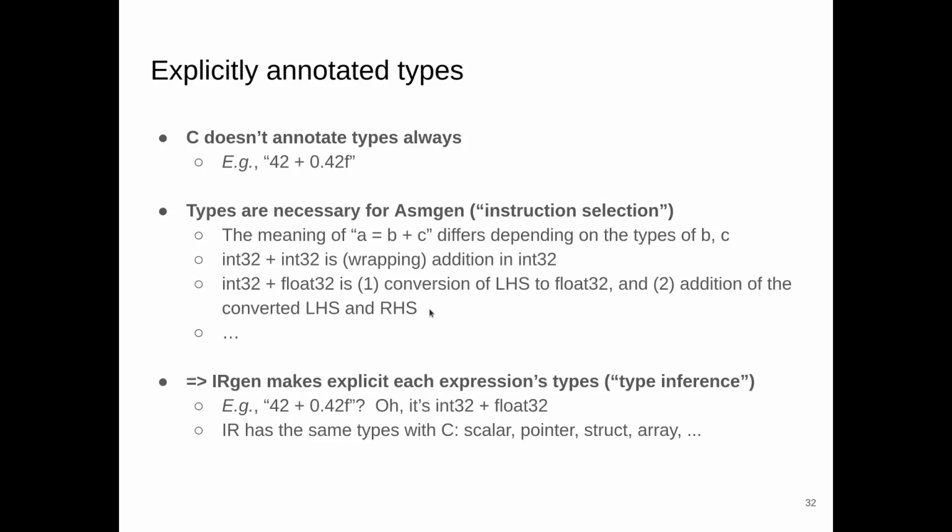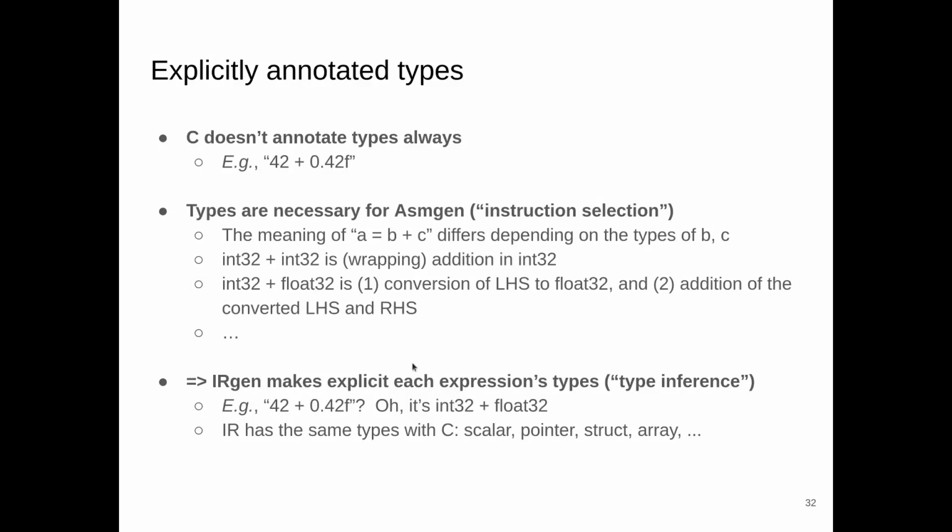So we need to select different instructions in assembly for the integer plus integer case, the integer plus float case, and other cases as well. So that's the reason why we need to explicitly know the types of each sub-expression in the compiler.